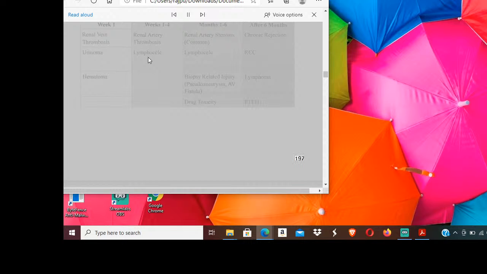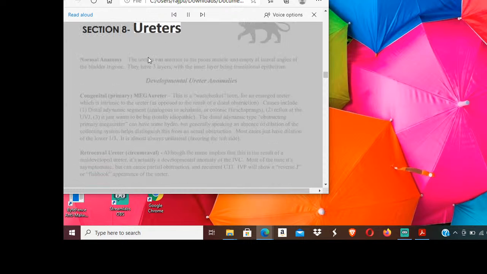197. Ureters. Normal anatomy. The ureters run anterior to the psoas muscle and empty at the lateral angles of the bladder trigone. They have 3 layers, with the inner layer being transitional epithelium. Developmental ureter anomalies.